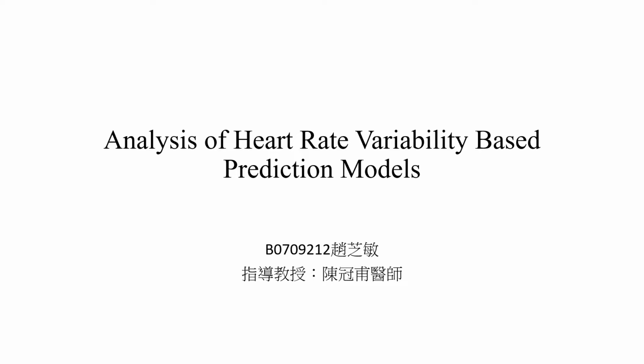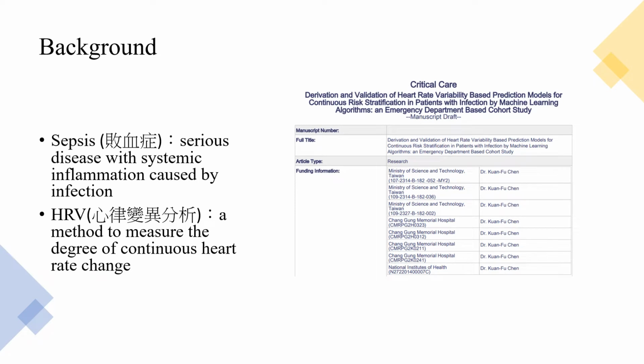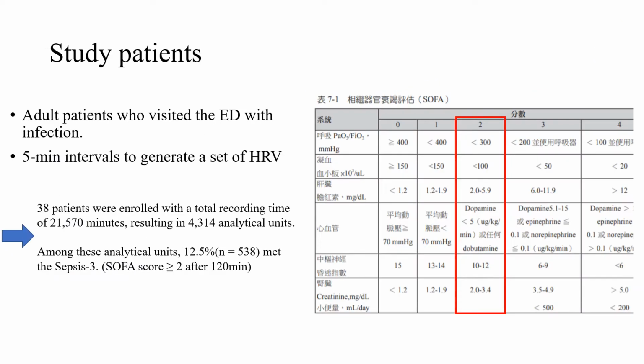Today I'm going to talk about my project this year, and the title is Analysis of Variability-Based Prediction Models. In this model, we're building the sepsis and the HRV models. There are studies that confirm that the level of HRV is related to death from sepsis. And in the study patterns, there are adult patients who visit the ED with an infection.